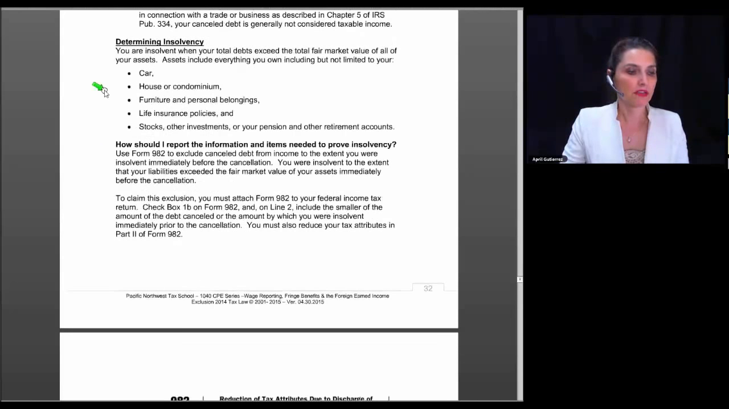Now, with regards to determining insolvency, you are insolvent when your total debts exceed the fair market value of all of your assets.